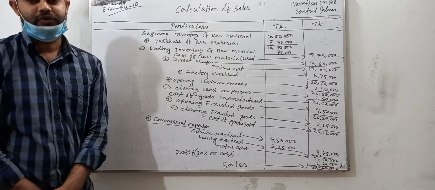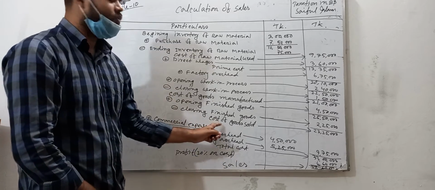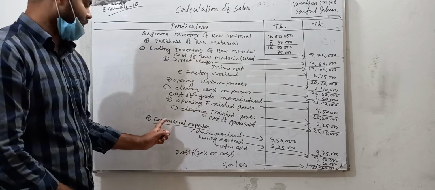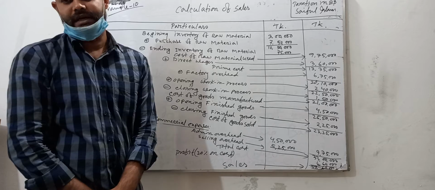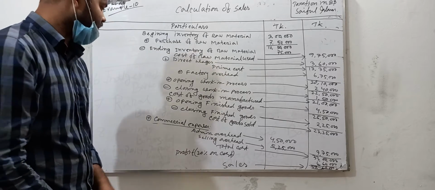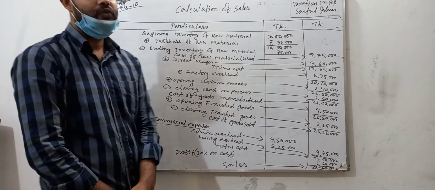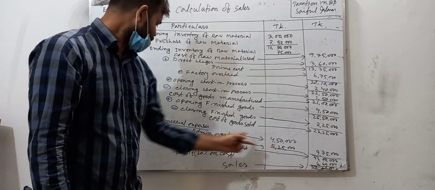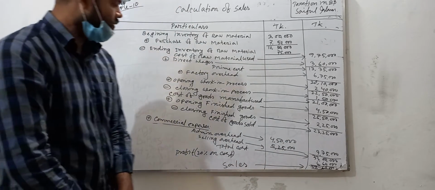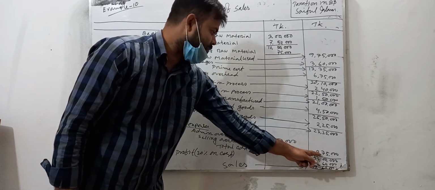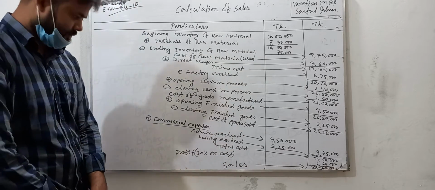When we get cost of goods sold, then we will add two expenses with cost of goods sold. It is called commercial expense. Commercial expense is of two types: one is admin overhead and the other is selling overhead. Given in the question, admin overhead is 4,50,000 and selling overhead is 5,25,000. Then total commercial expense is 9,75,000, and we will add 9,75,000 with cost of goods sold. Then the answer will be total cost.